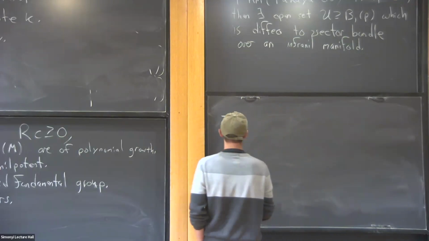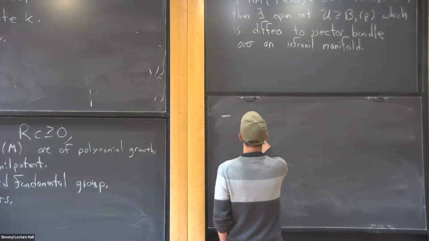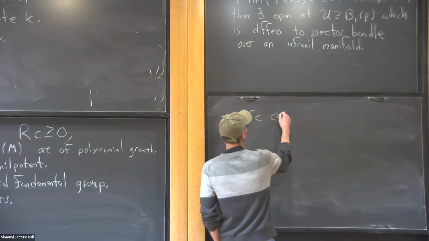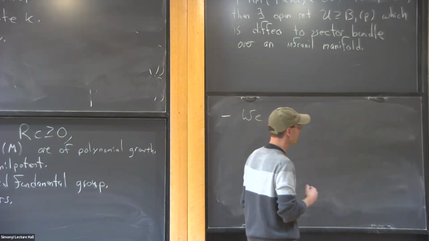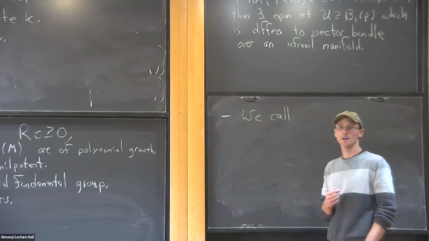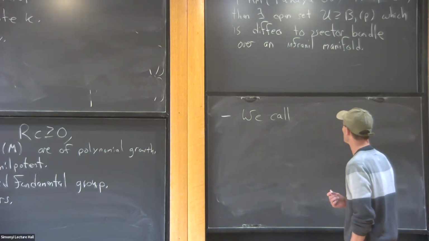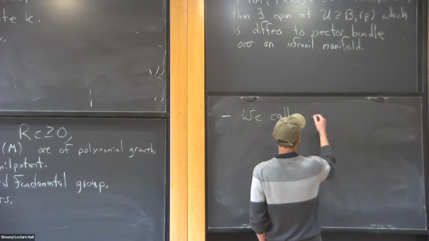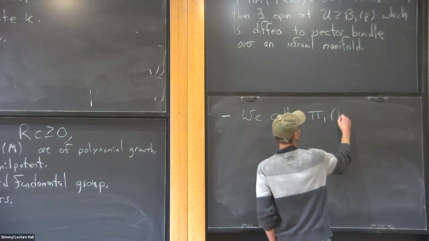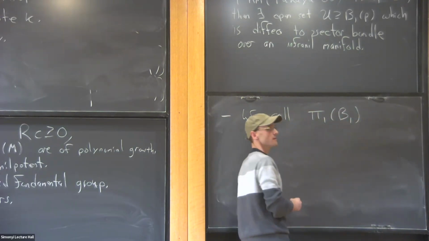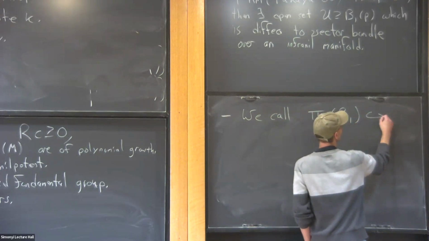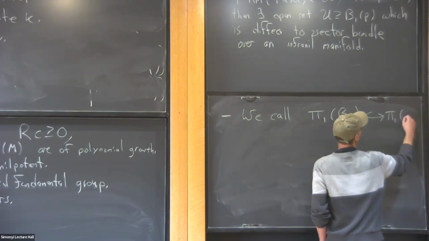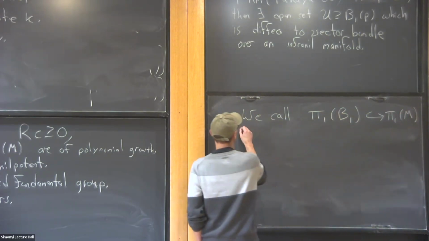So the local fundamental group is the following. I'm on a manifold, a Riemannian manifold. I can use an open set, but being a geometer on a Riemannian manifold, I'm going to use a ball, but whatever. We call the image of pi 1 of our ball inside of pi 1 of M a local fundamental group.